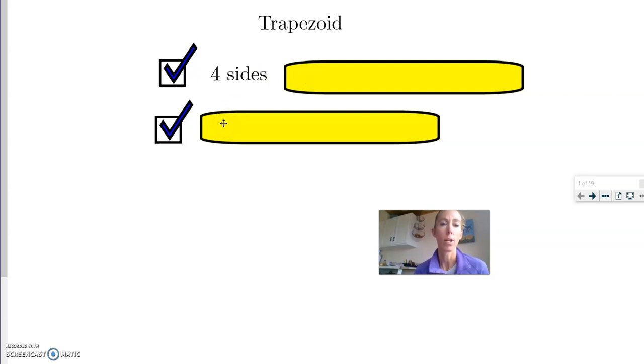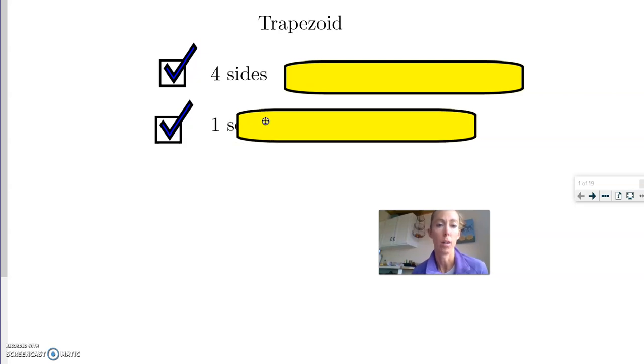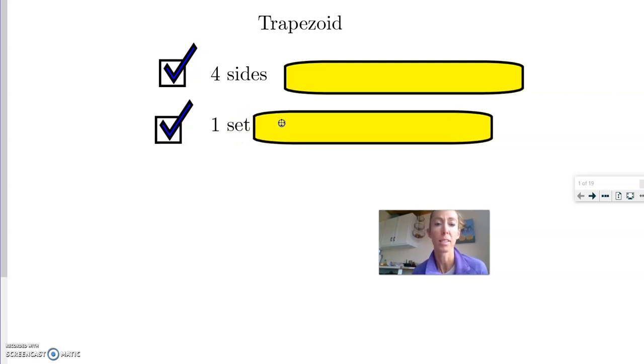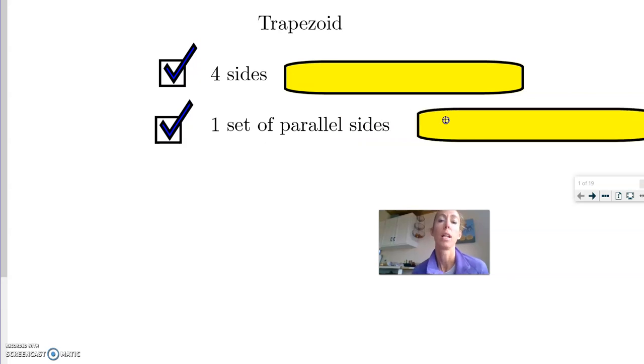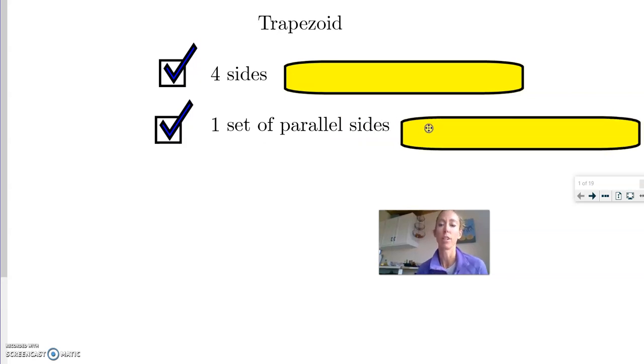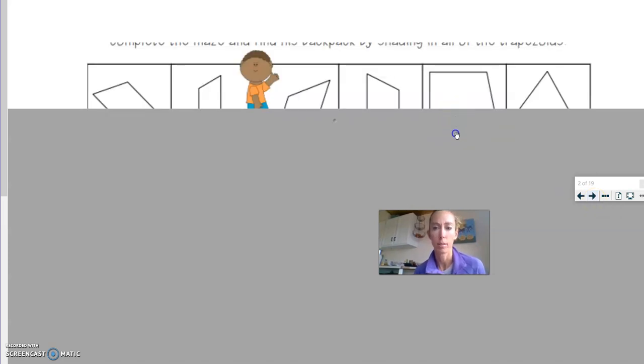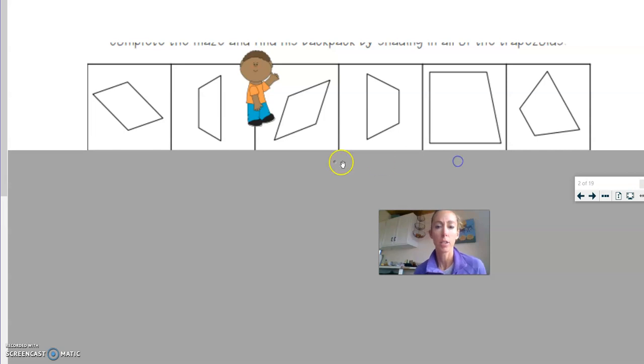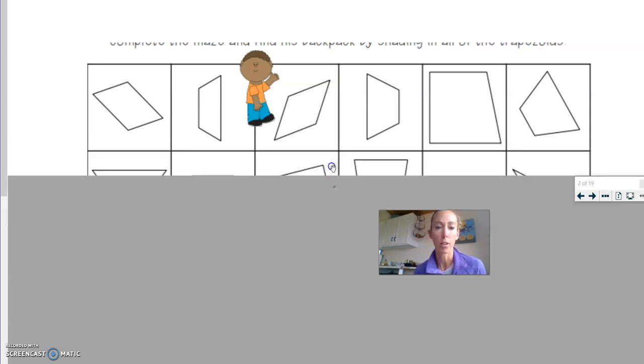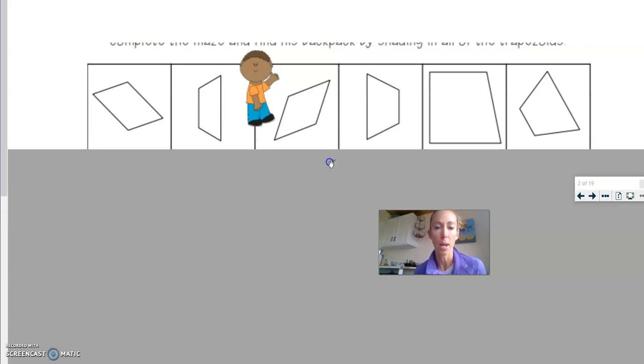And then this one, what do you think the other thing that has to happen is? Oh, it says 1. 1 what? 1, oh, it's an S. Set. One set of what? Parallel sides. Okay, so once they've written those out, then we're going to go through and see this maze. So this kind of gives you, so they don't see all of it, although they'll have all of it on their paper.